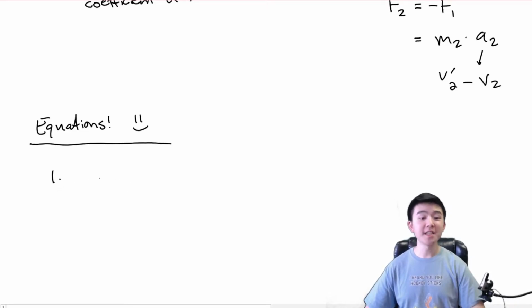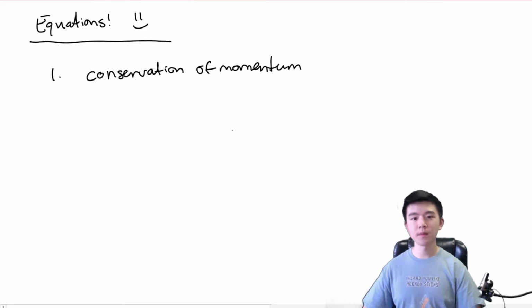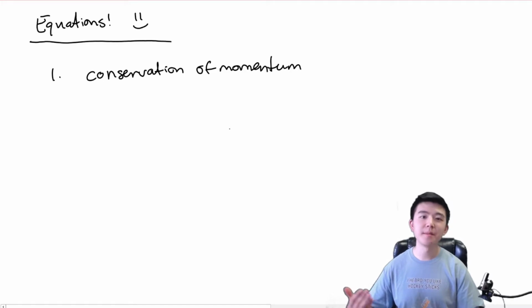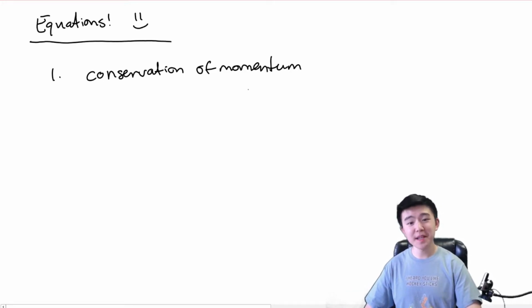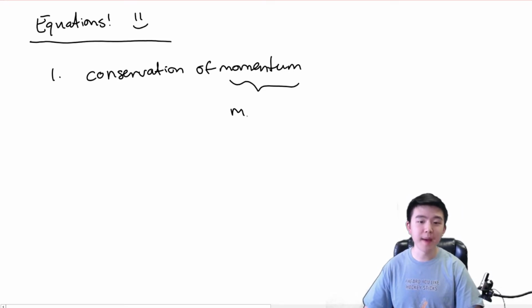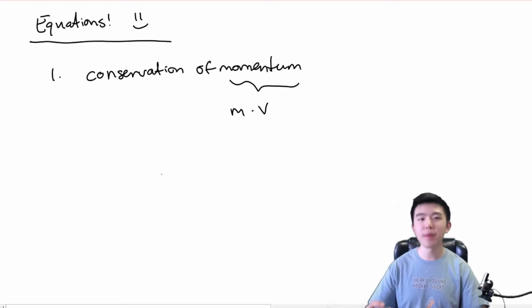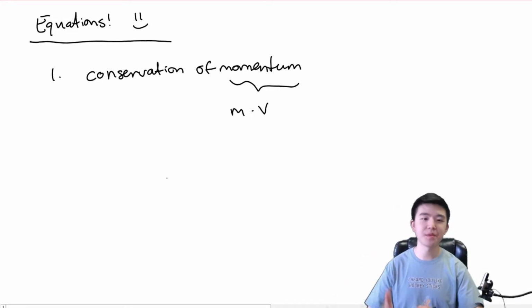Okay, number one is called conservation of momentum. Now, what this states is that momentum is conserved in the system before and after the collision. But what does that mean actually? Okay, well, momentum is equal to an object's mass times its velocity. So the total momentum is preserved as a result of the collision.